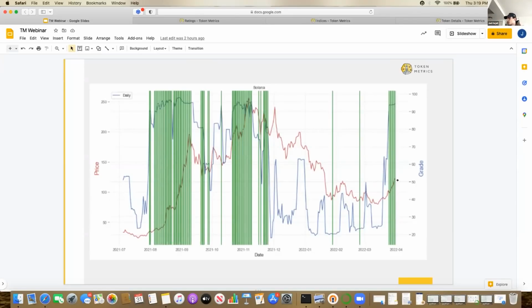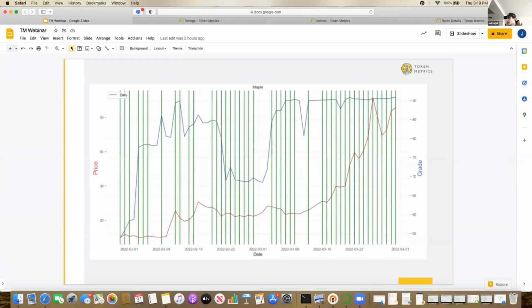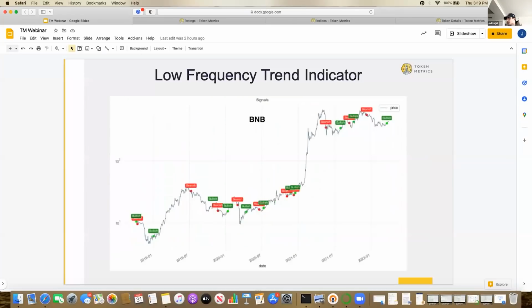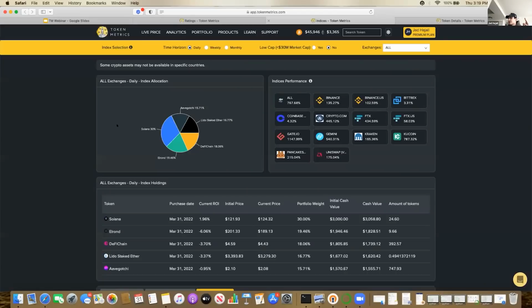As well as most recently, for the past 7 to 10 days, Solana has been picked every single day in our indices. The first time it got picked recently was at $100, and now it's around $125. Another example, of more of a low cap coin, is Maple. Same story here. It's being picked consistently in our indices every day, actually, since March 15, when it was trading around $25.